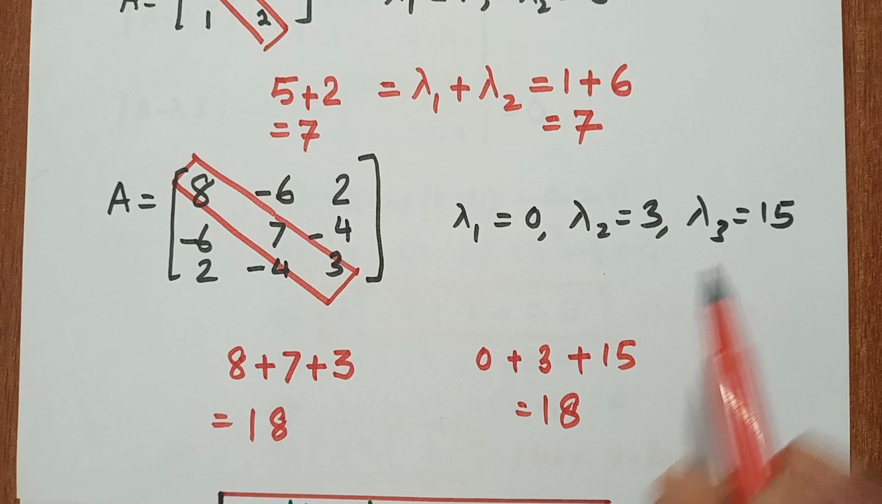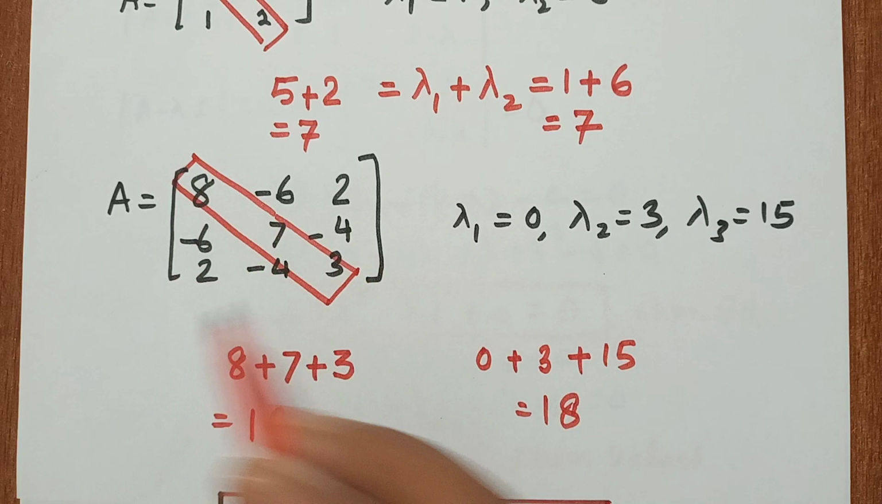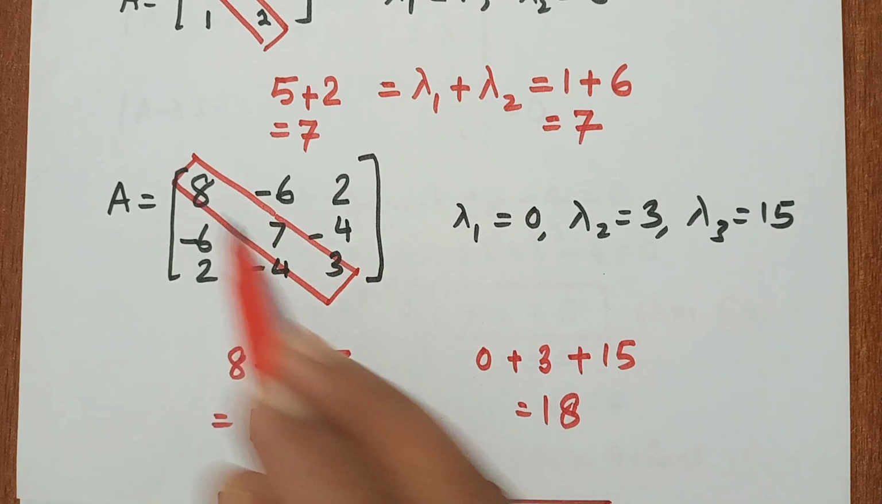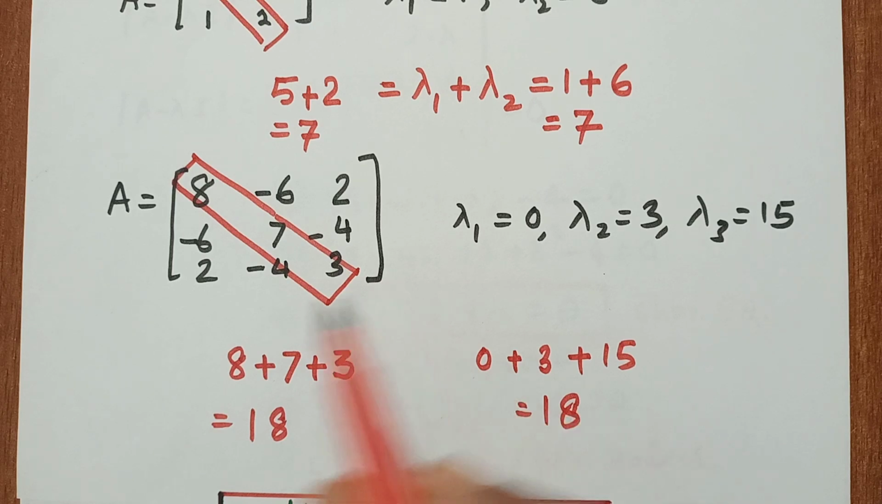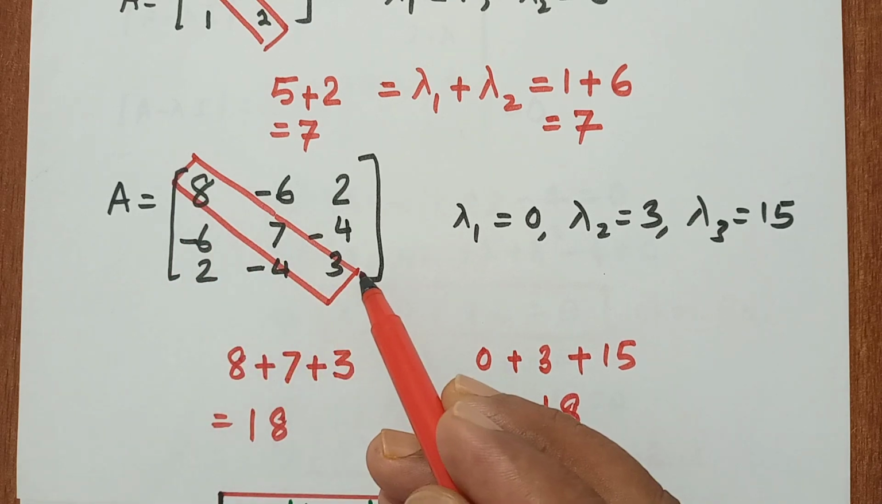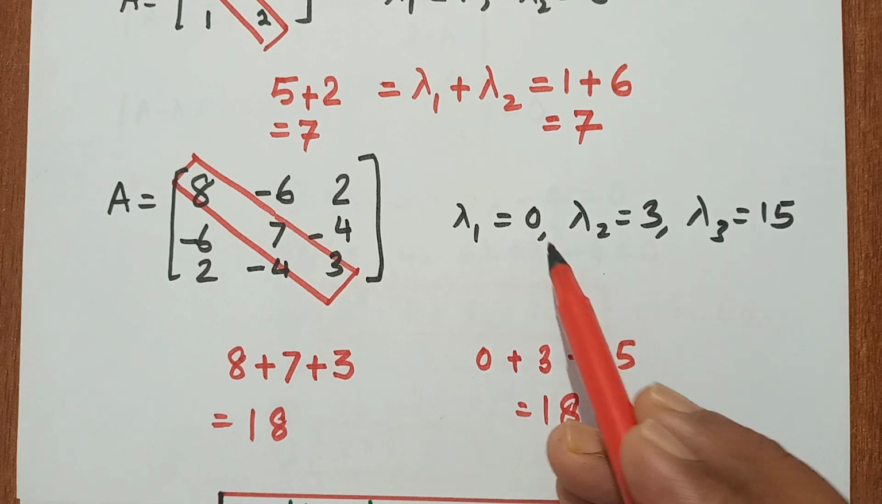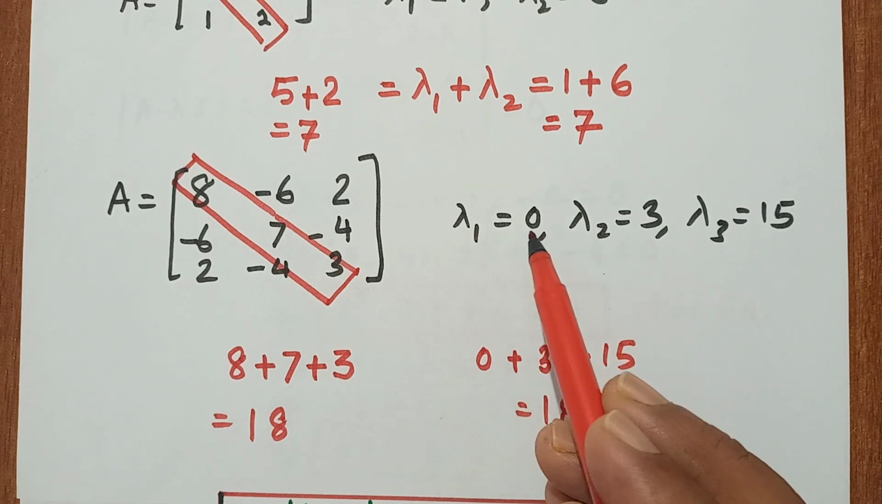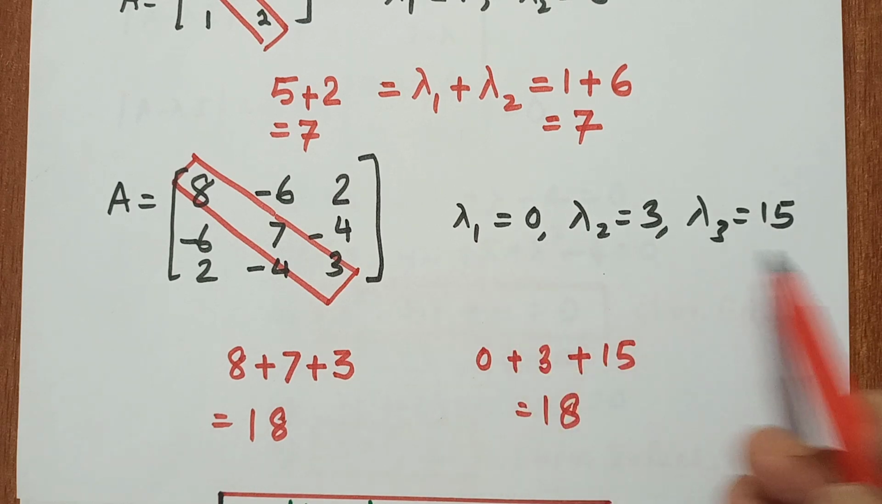first we see the diagonal of this matrix. Because this is a matrix of order 3, there are 3 diagonal elements: 8, 7 and 3. The sum of the diagonal elements, 8 plus 7 plus 3, is equal to 18, and the eigenvalues are 0, 3, 15. The sum of these values is equal to 18, and this is 18. It means our answer is correct.